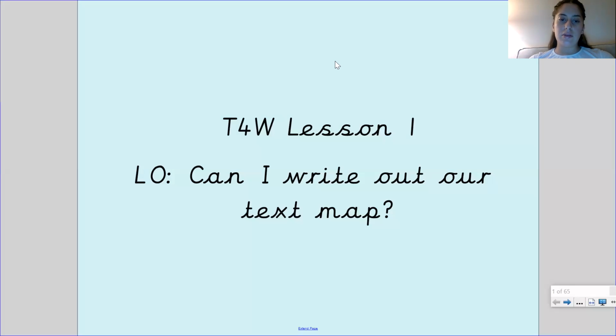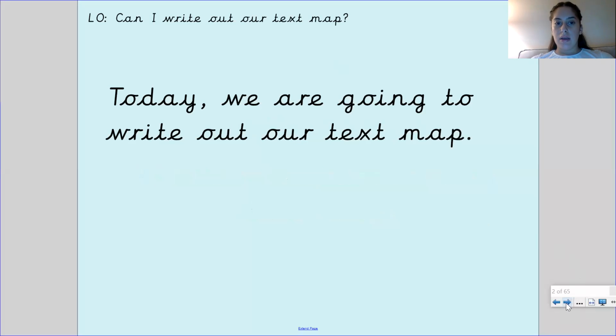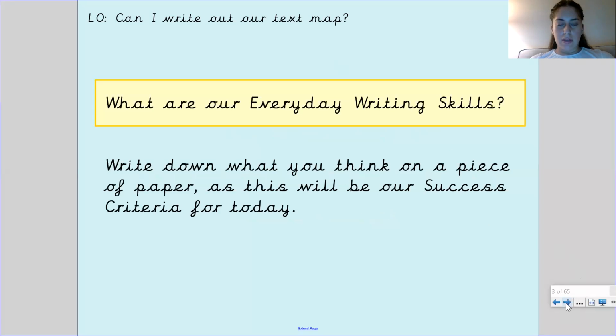Today we are going to write out the text map. So your learning objective is, can I write out our text map? We've said that we are going to write our text map.